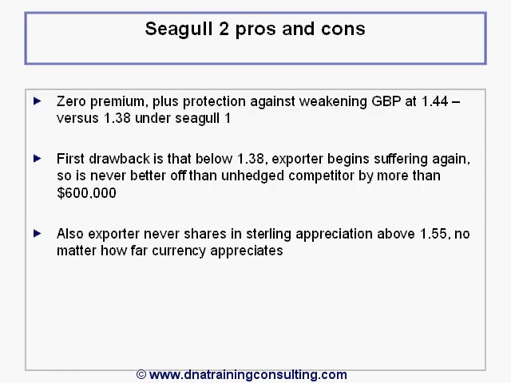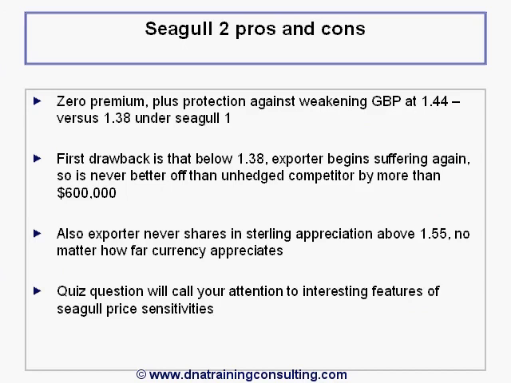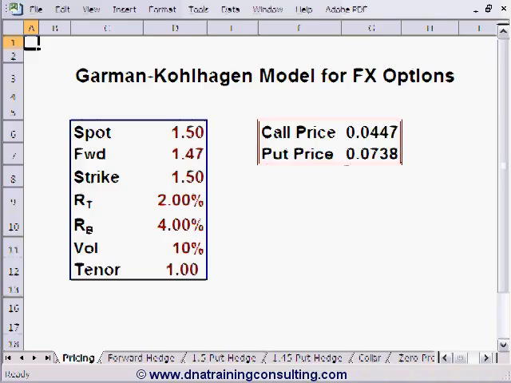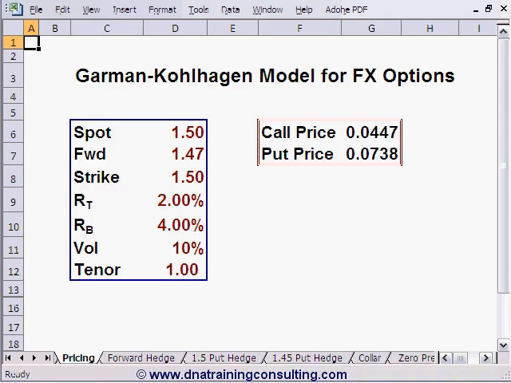This brings to an end our discussion of seagull structures, but a question in the quiz will call your attention to some interesting features of the price sensitivities of seagull combinations. The next strategy we illustrate here is one that arises when the FX forward trades at a premium to the spot rather than at a discount, as it does in the previous example.